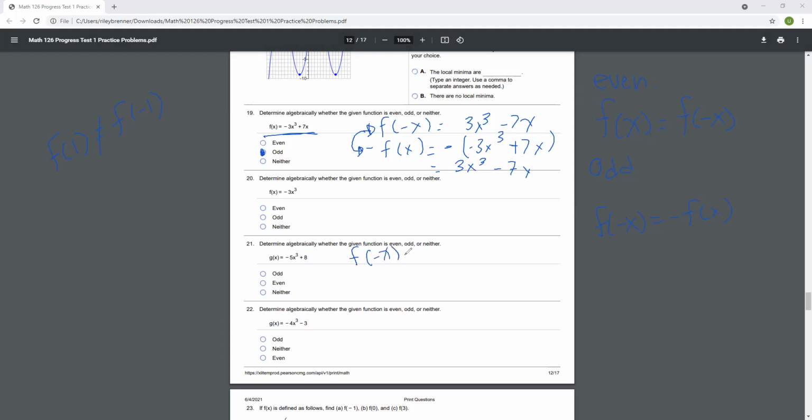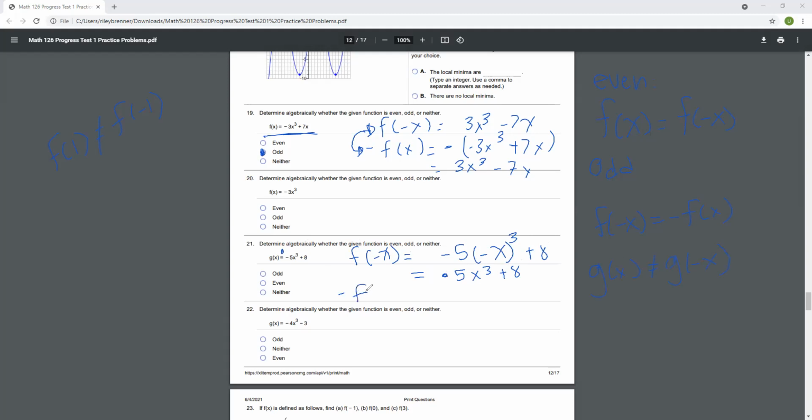of negative x. I would go ahead and plug in, like before, negative x, or negative 5 times negative x cubed plus 8. And then when I simplify, I end up with 5x cubed plus 8. Obviously, this does not match this. So g of x does not equal g of negative x.